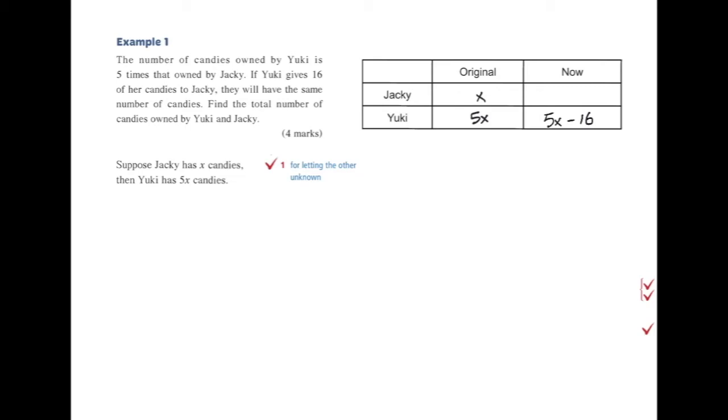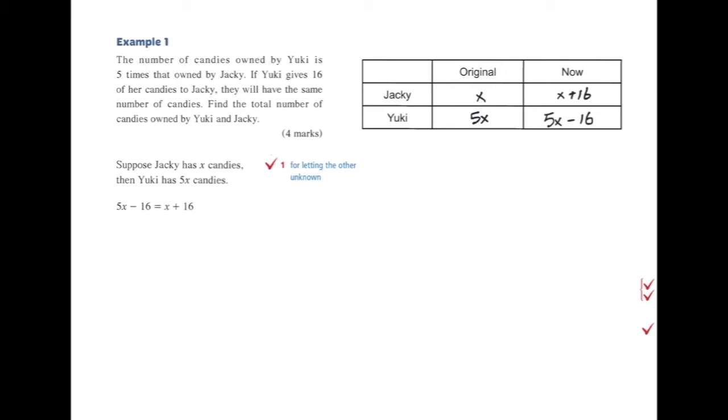On the other hand, how many candies does Jackie have? Jackie will have 16 candies more. So his final number of candies will be X plus 16. Then we can set up an equation. 5X minus 16 equals X plus 16.